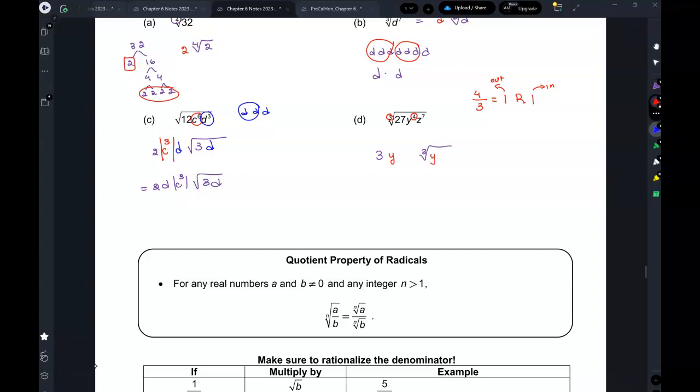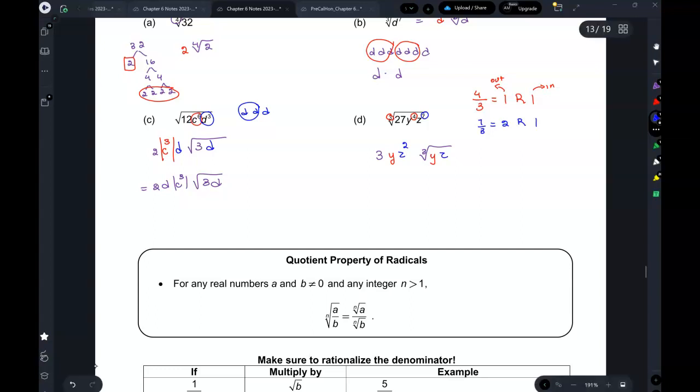Okay, let's do it for the z. I have z to the 7 over 3. 7 over 3 is 2 remainder 1. So 2 comes out, z squared, 1 stays in. And that's a much quicker way of doing what we did.